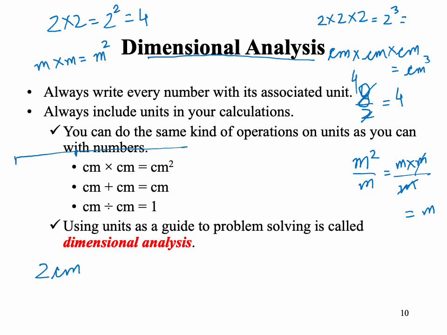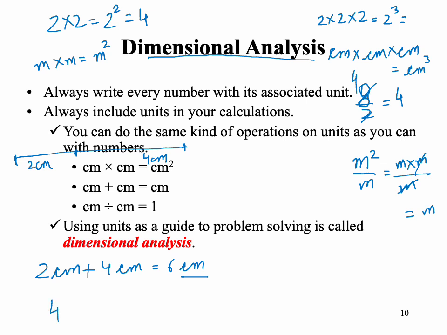So I measured this, and it came out to be 2 centimeters. Then I measured this distance, and it came out to be 4 centimeters. So what is the total length of this object? It would be 2 centimeters plus 4 centimeters, which is 6 centimeters, right? When you add, you do not say centimeter squared, because that's when you multiply. So when you add units, it's the same unit.